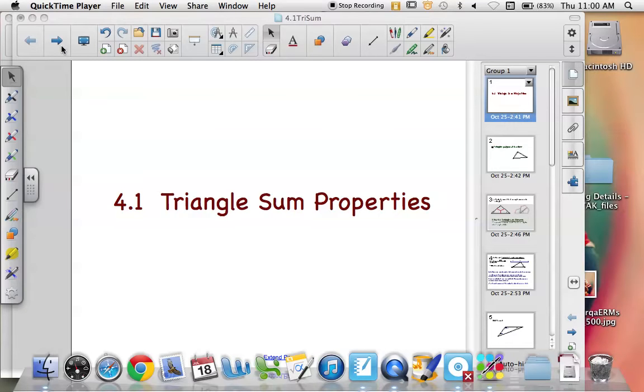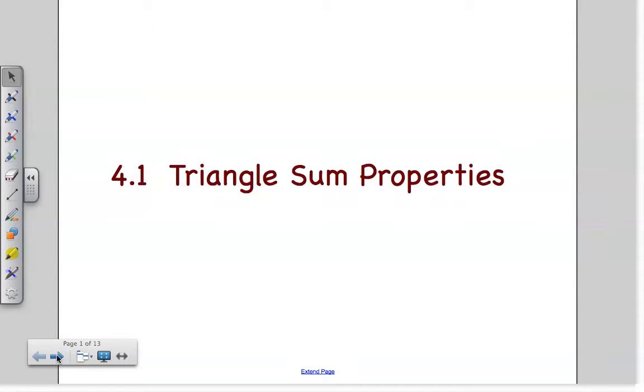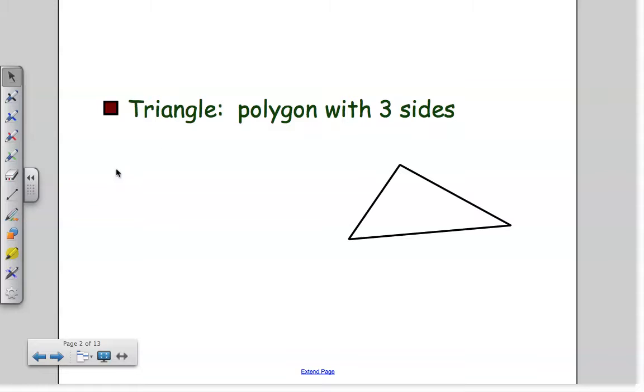Section 4.1, we're talking about triangle sum properties. Remember, the word sum means adding, and we're talking about a lot of basics with triangles today. So to start out, what is the definition of a triangle? It's a polygon with three sides. Remember, a polygon has to be a closed figure with line segments for sides.